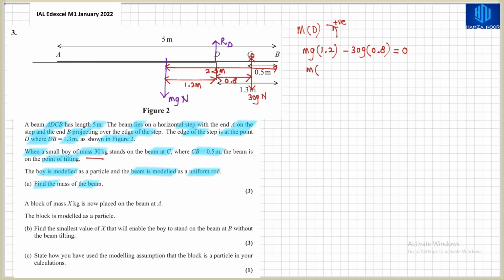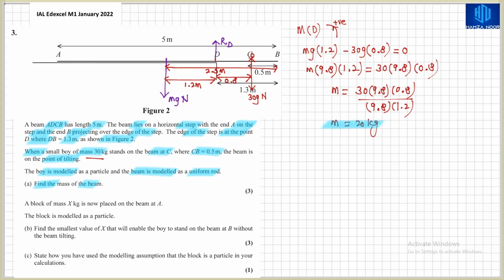So M multiplied by 9.8 multiplied by 1.2 is equal to 30 multiplied by 9.8 multiplied by 0.8. Therefore, M will be equal to 30 multiplied by 9.8 multiplied by 0.8 upon 9.8 times 1.2. Therefore, M will be equal to 30 multiplied by 0.8 divided by 1.2. M is equal to 20 kg. So this is the answer of part A.